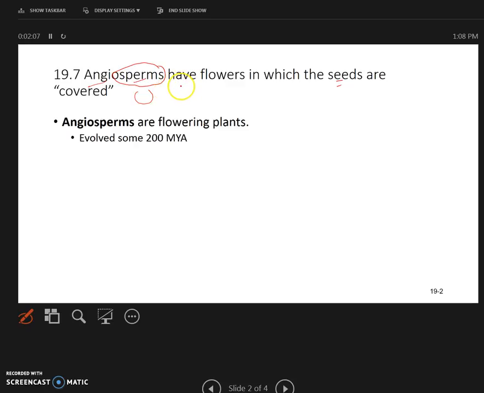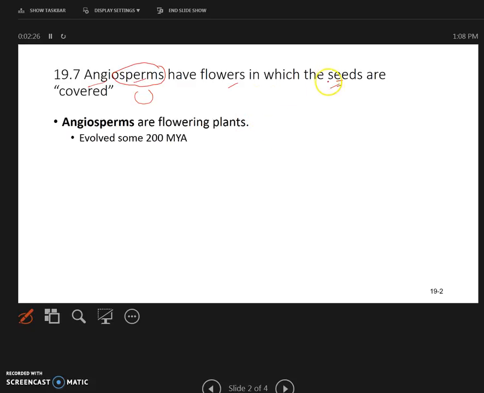Remember, with the gymnosperms, the seeds were not inside a fruit. They were naked, and this is why angiosperms are, of course, more advanced. So they have something that gymnosperms do not have. They have flowers, they have seeds. All right?